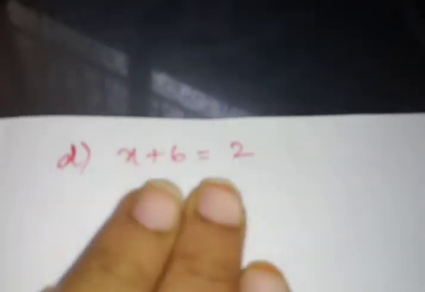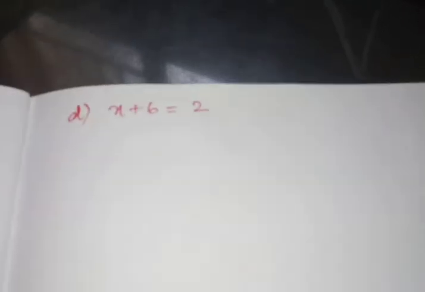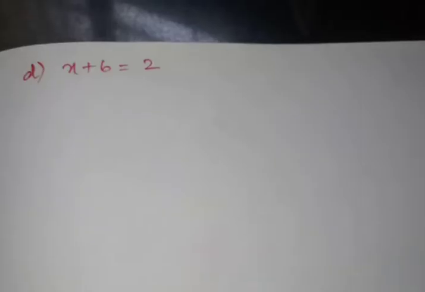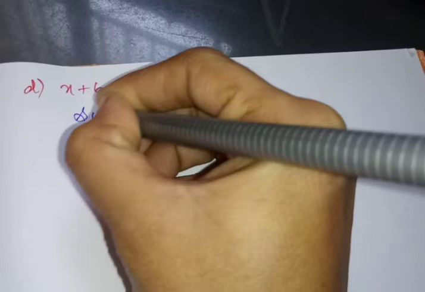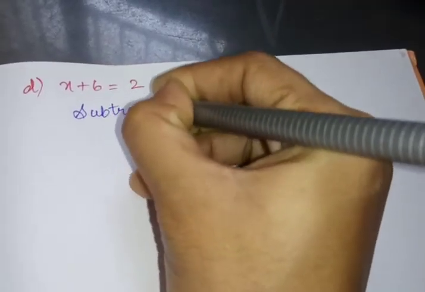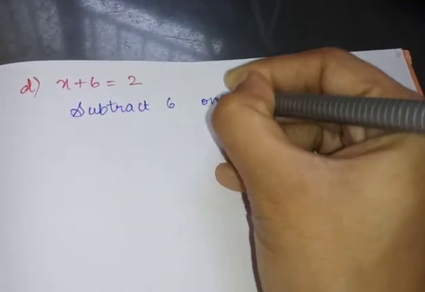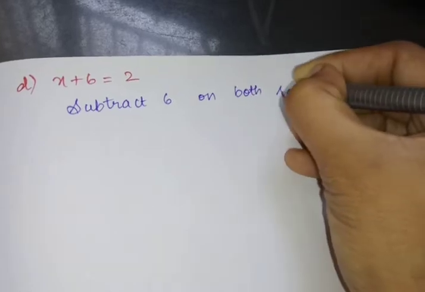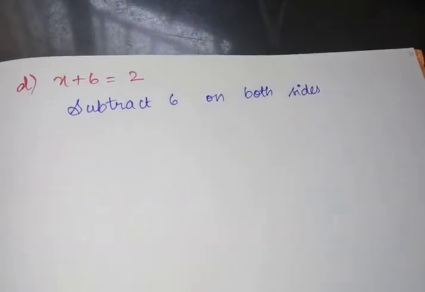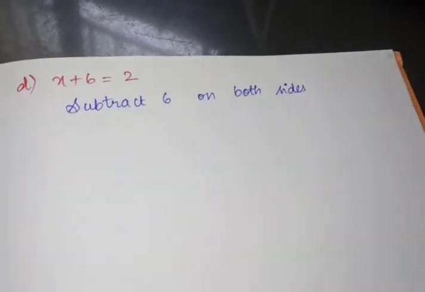Okay. Your D problem. x plus 6 is equal to 2 is your problem. So what do you have to eliminate now? Plus 6 you have to eliminate, right? So what will you do? You should subtract 6 on both the sides.